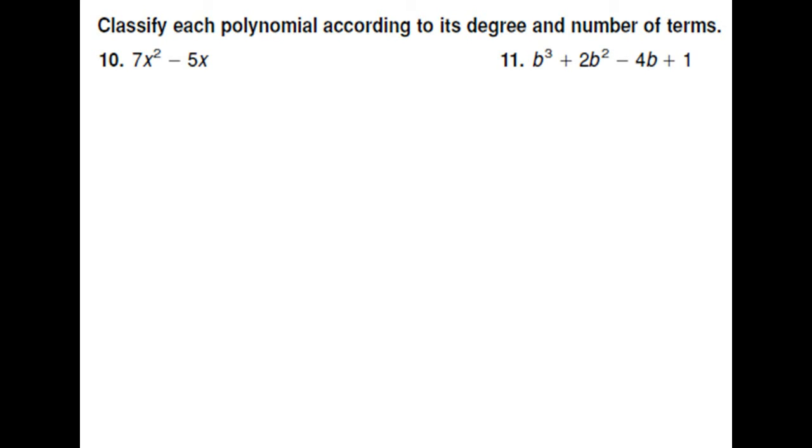Alright. Looking at these, classify each polynomial according to its degree and number of terms. The first thing you need to make sure is, is it in standard form? Standard form is largest exponent to smallest exponent. If we look here, this is already that case. We got 2. We have a 1 with that x, and that is in standard form.